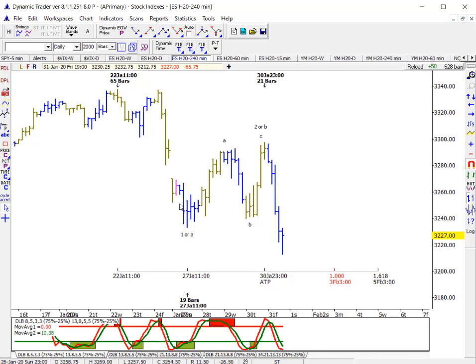But again, we've got a 1 or a nice ABC. We took out the wave B low, and for that matter, the wave 1 or A low, which indicates that wave 2 or B is complete. Now we're making a wave 3 or C. And because of the weekly position, it's probably a wave 3.